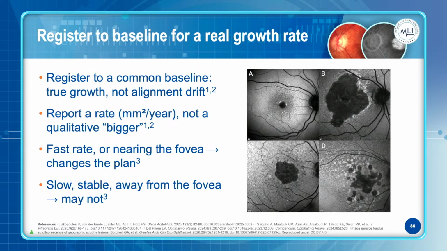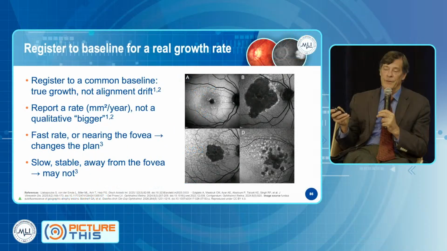And you can see that despite the fact that there is geographic atrophy, and in each of these cases it's affecting the center, the images themselves are nicely centered. There's a faster growth rate typically away from the foveal center, but if it starts growing more quickly towards the center, that is going to potentially change your plan for treatment.